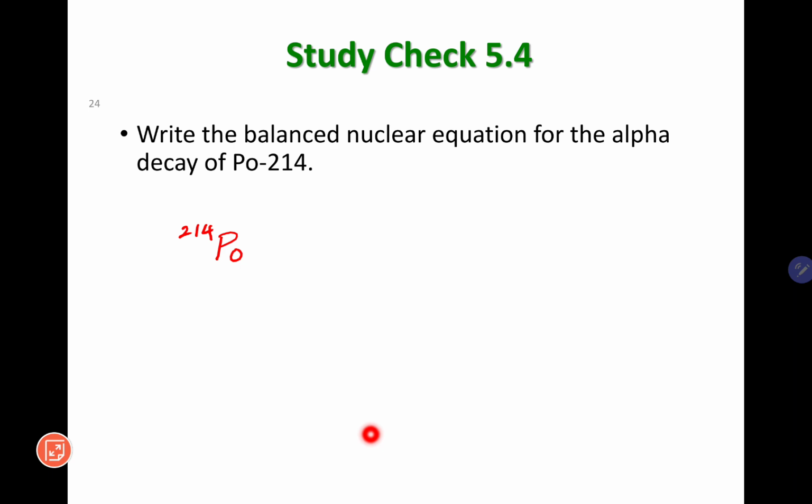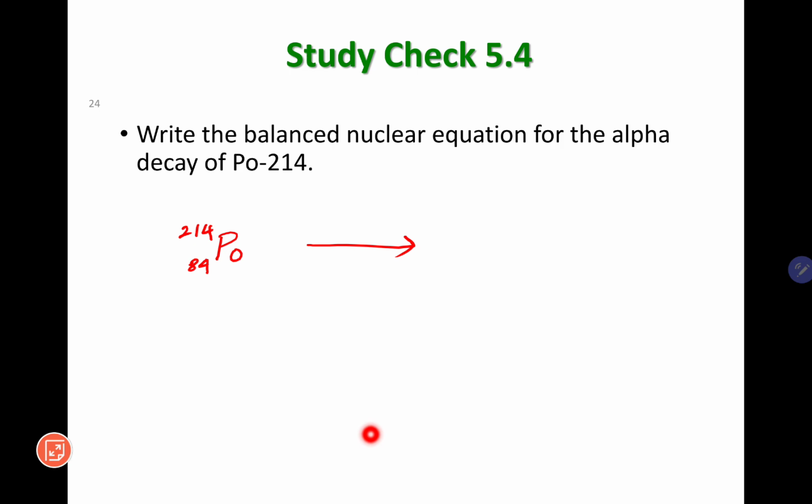So you check polonium from the periodic table and then you figure out the atomic number for polonium. What is the atomic number for polonium, guys? The atomic number of polonium is 84. How do I know it is 84? I check the periodic table. Of course, no one remembers these things. So check the periodic table and figure out the atomic number. You need that information.